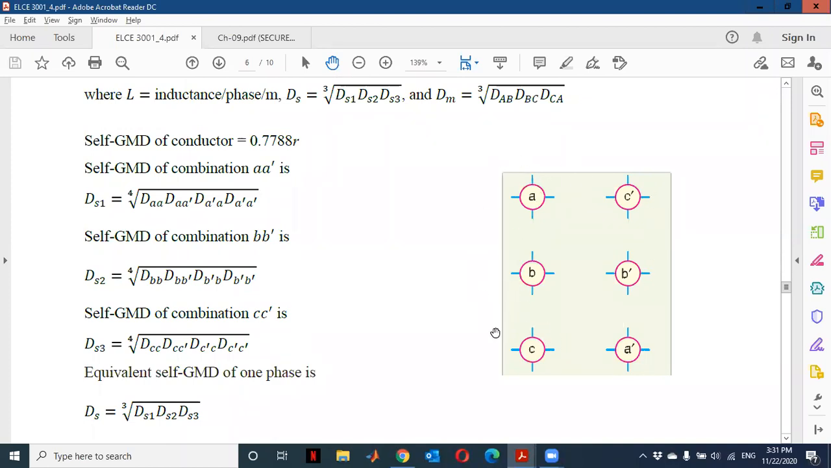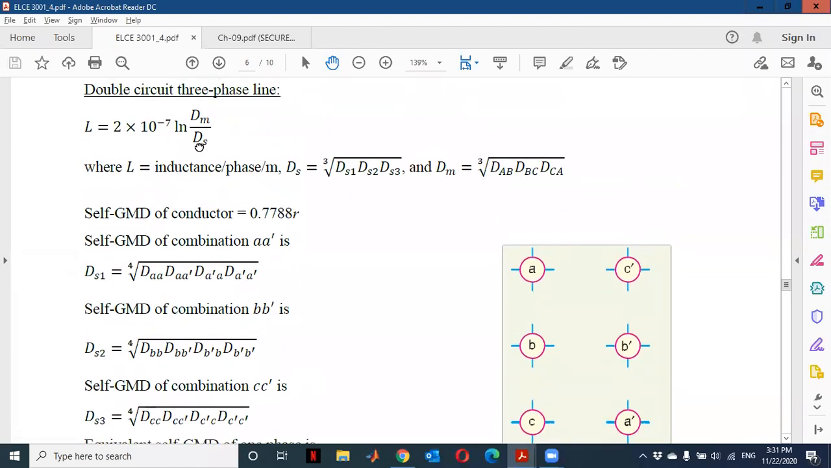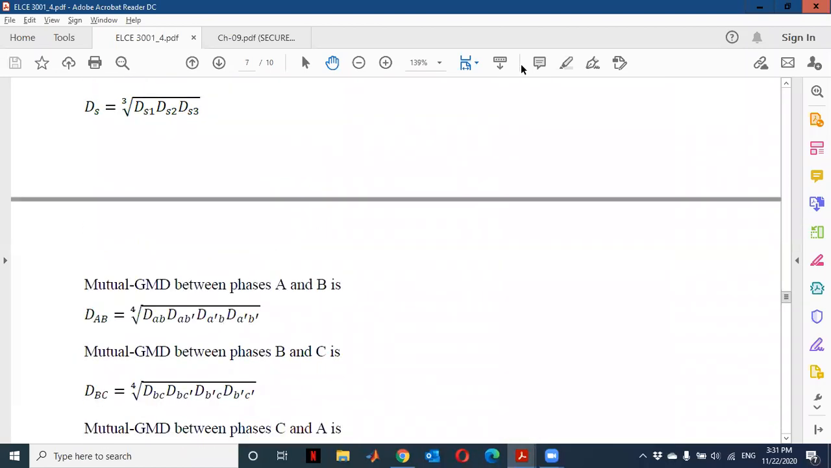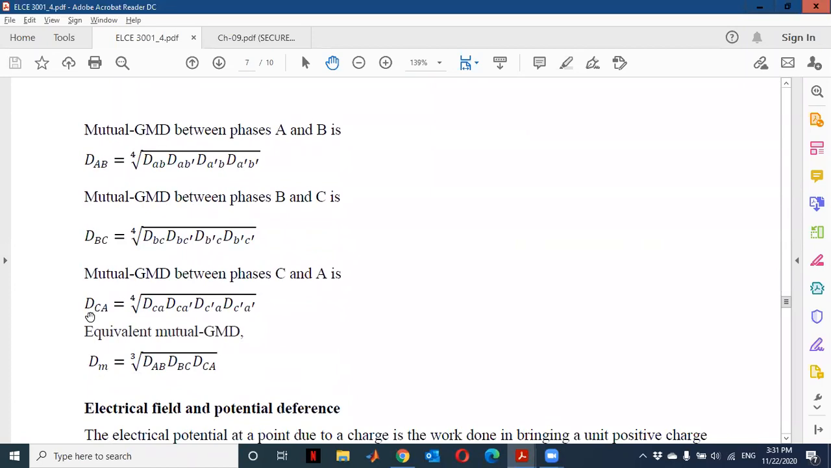Now the equivalent self GMD, which means for the whole system, is DS, which equals the cubic root of ds1, ds2, ds3. Now that we found ds, we have to calculate the value of dm, or the mutual geometric mean distance. So you'll have DAB, DBC, DCA.